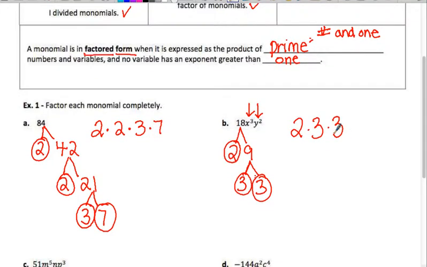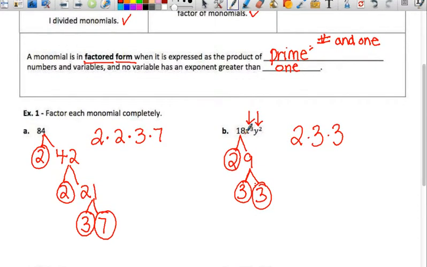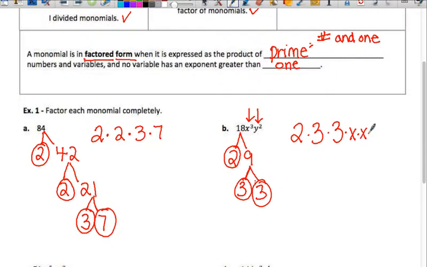And then to break x to the third up, remember, an exponent tells us how many of those x's are being multiplied by themselves. So it's just times x times x times x.